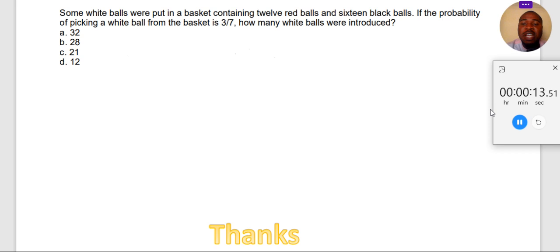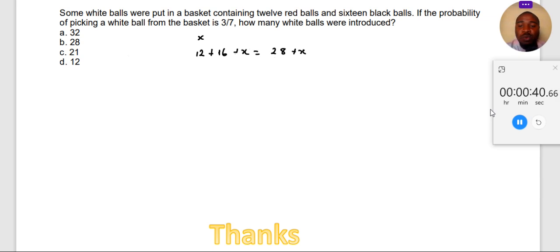Since we don't know the number of white balls, we can note it as x, right? So that the total number of balls will be 12 red balls plus 16 black balls plus the number of white balls, which we don't know. So this is going to give us 28 plus x, right? Now the probability we already know, the probability of picking a white ball from the basket is 3/7, right?